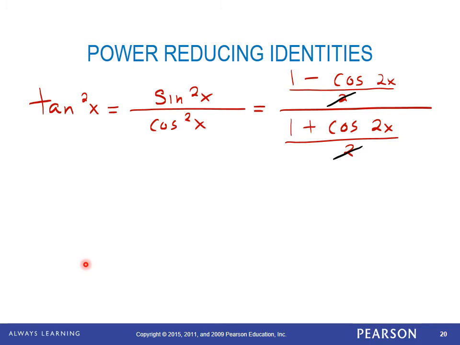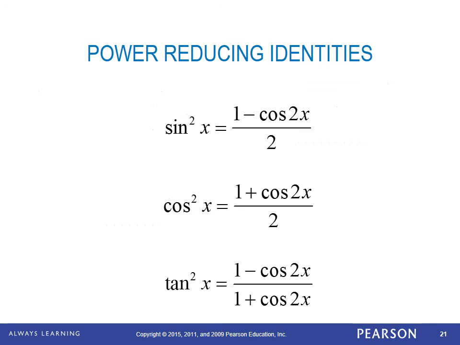All right, if that's the case, equal sign, numerator is left on top, 1 minus cosine 2x, on the bottom, 1 plus cosine 2x. Sorry, that happened a little too fast here. I do have them listed all here. So sine squared x, cosine squared x, tangent squared x. Those are your power reducing identities.